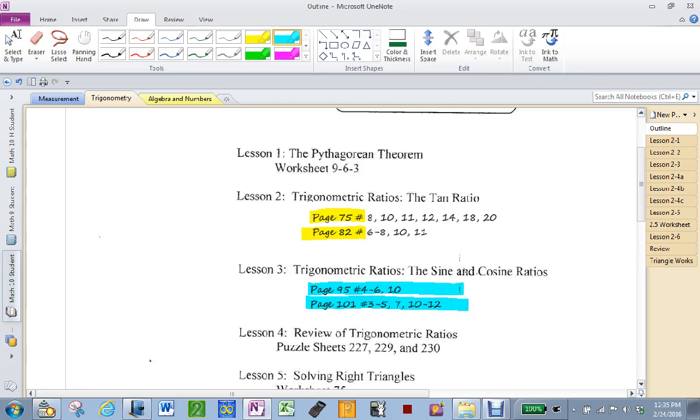Now I have to check because I think there's something in there that you might have to wait a second on. I think we can do it. 3 to 5. That's good. 7. That's good. 12. 10.